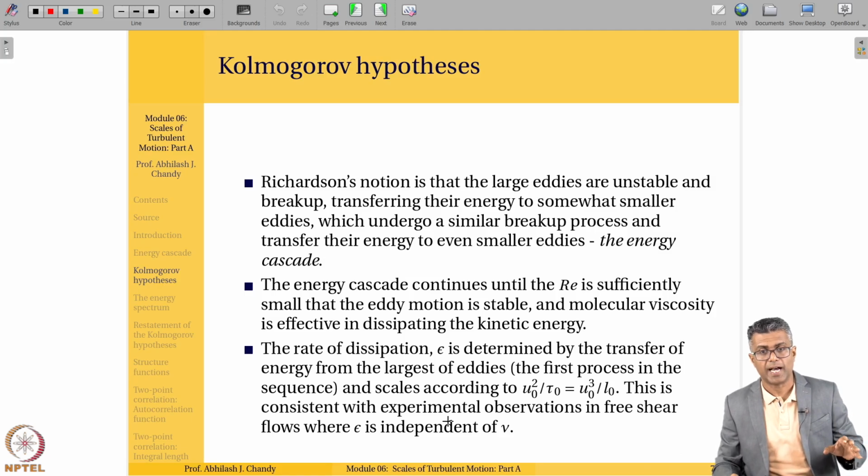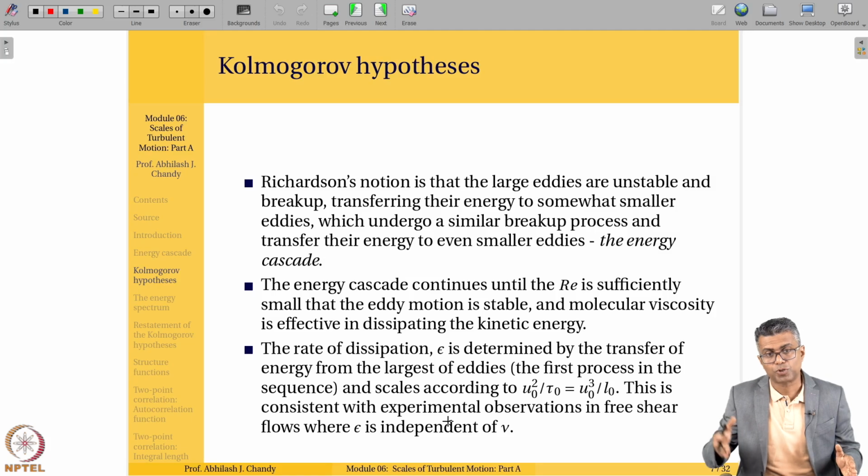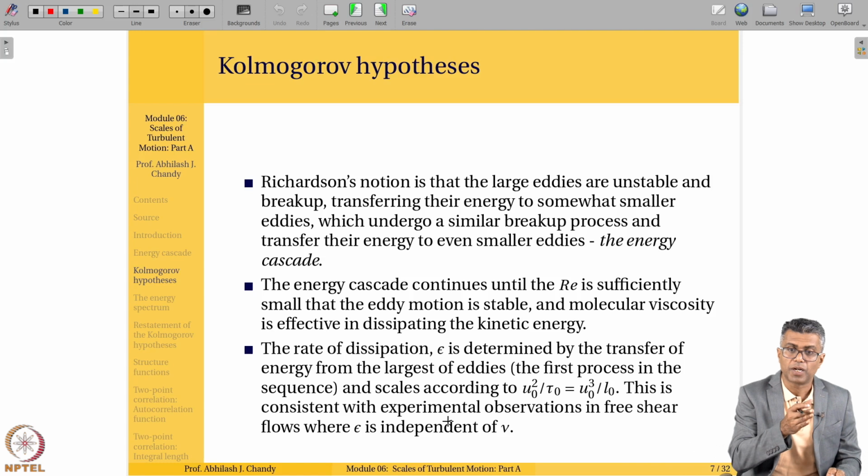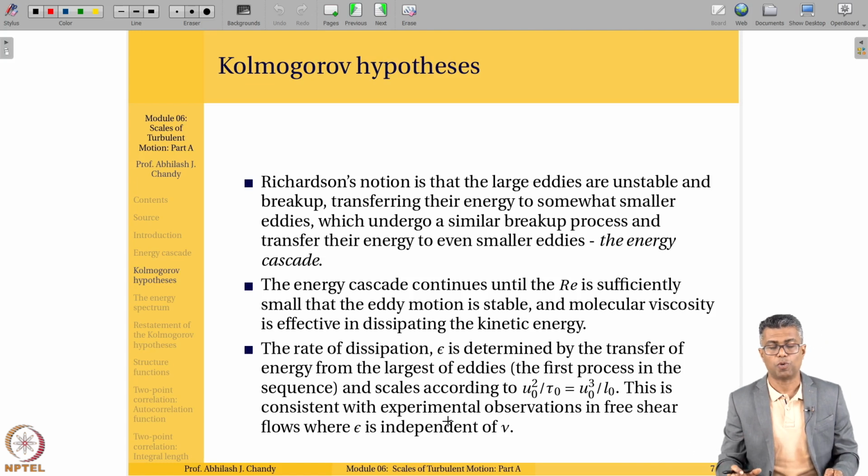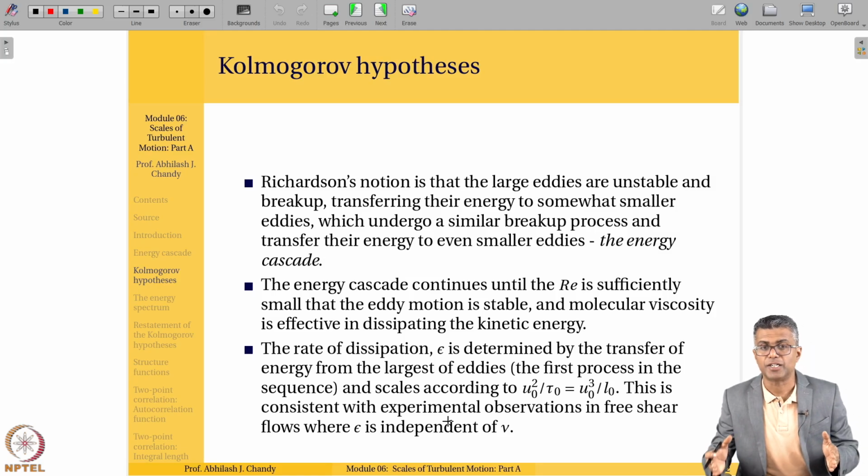Richardson's notion was that the large eddies are unstable and they break up into smaller and smaller scales. And what happens as they break up, they transfer the energy from large scales to the small scales. And this is what we call the energy cascade, isn't it? Now, where does this continue till?